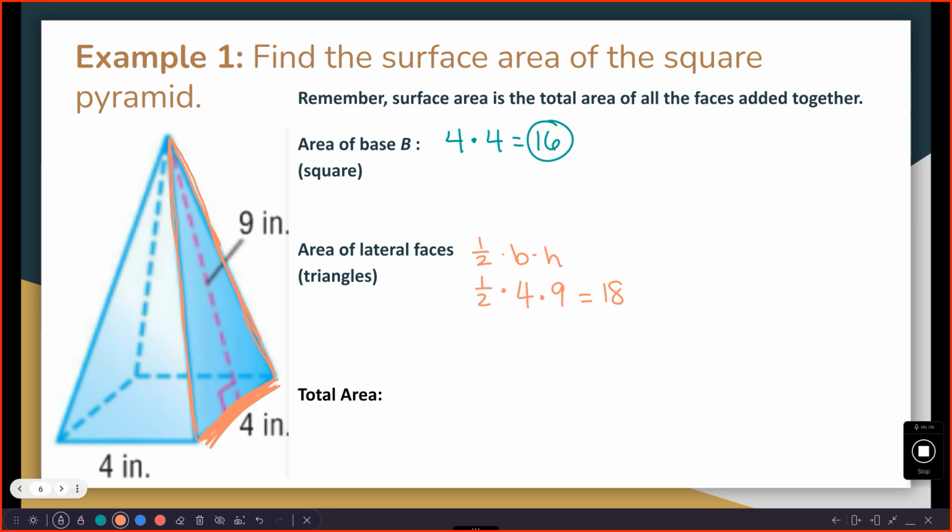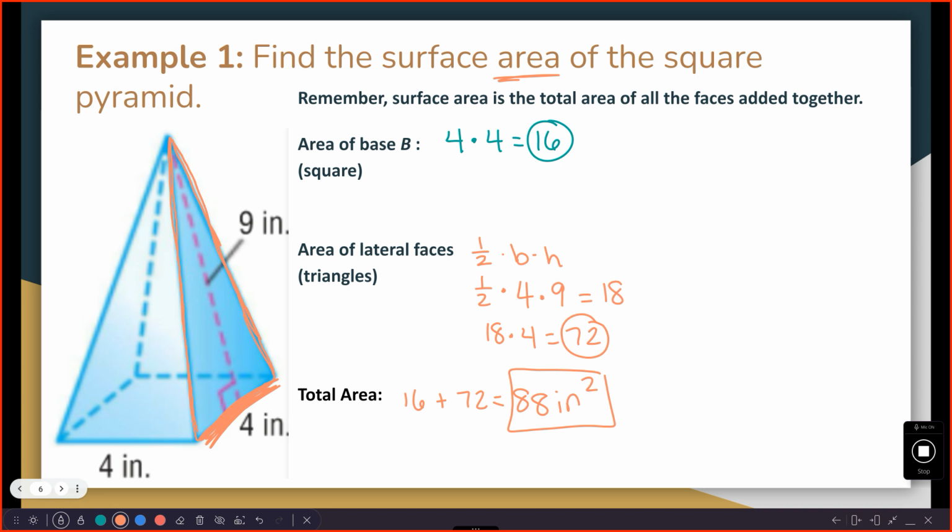But we don't just have one triangle, we have 4. So we are going to take that 18 and multiply it by 4 because there's 4 of those triangles. So we're going to do 18 times 4, and we get 72. Right? So now your total area, you're going to take the area of the base, which is 16, and add that to 72, and you get 88 inches. And anytime we're talking about area, you want to square your units.